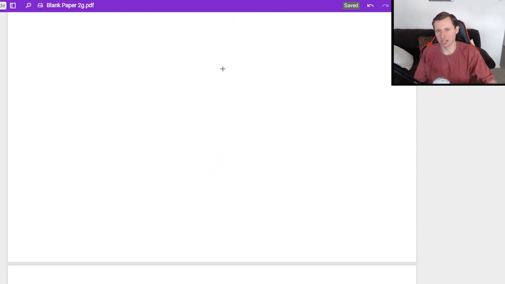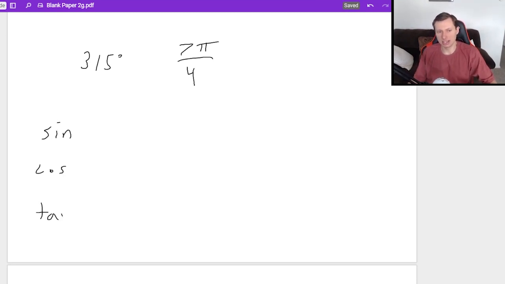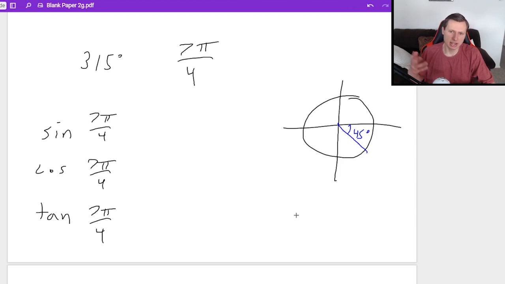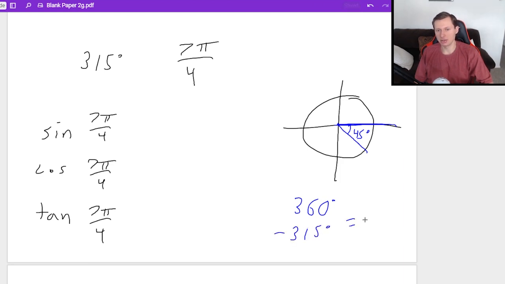We'll look at one more example. Let's say I want to look at 315 degrees, which is the same thing as 7 pi over 4 in case you're curious in radians. And again, I want to know the sine, cosine, and tangent of this angle. So where is 315 degrees? I know that's going to be right here, and I know the reference angle is 45 degrees. How did I know that? Because 360 degrees, the angle that it's closest to, minus 315 degrees, that's how you get 45 degrees.